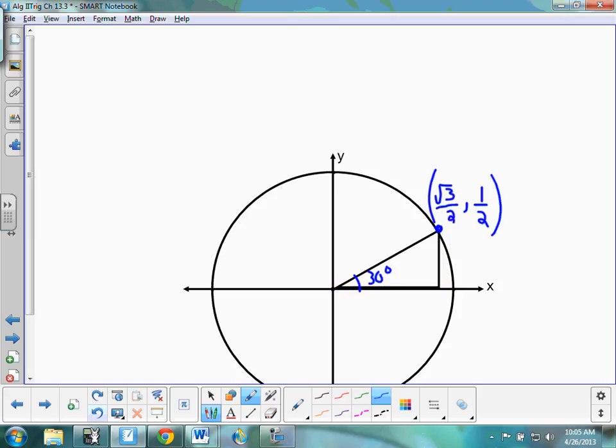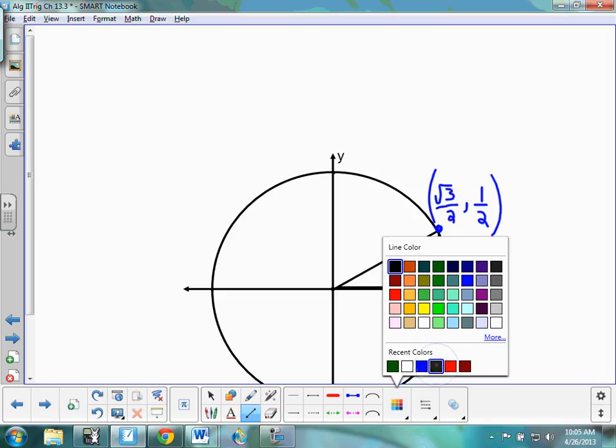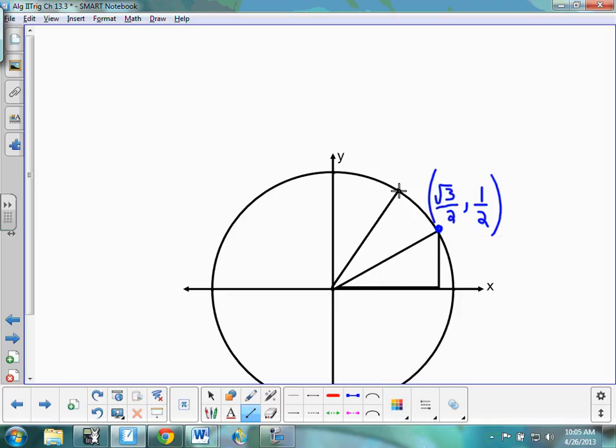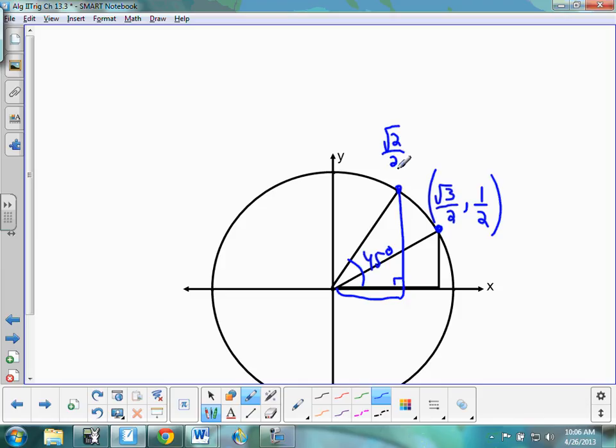I can do the same thing for 45, 45. I won't take the time to actually draw the proper angle. I can draw a 45 degree angle. So I'll call this one right here. It'll be 45 degrees. If we think about the triangle that it forms, the triangle that it brings down to the x-axis, what was this distance here? What was this distance here? So this point is root 2 over 2, comma, root 2 over 2. Good.